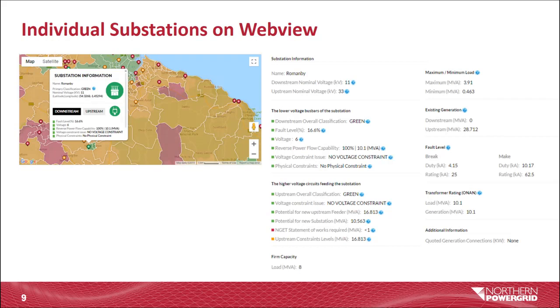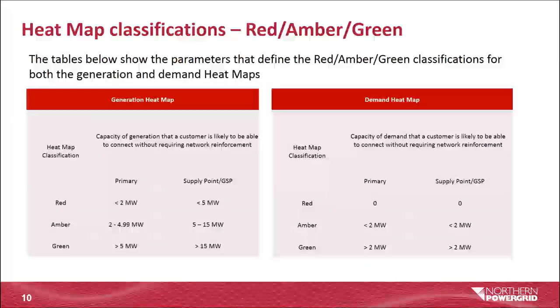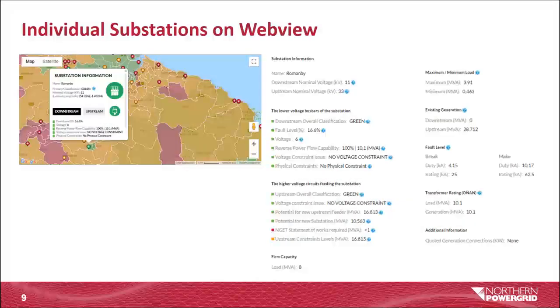Of specific interest is the headroom at an upstream feeder and at the downstream lower voltage bars. They are the potential for a new upstream feeder and potential for a new substation. Strictly speaking, that means what's the indicative available headroom as at last month.